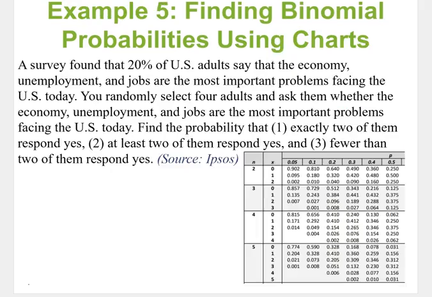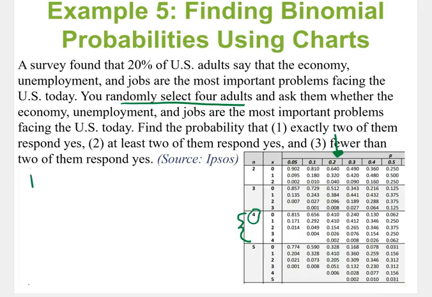All right, so here is a chart. I have clipped out part of it for you. A survey found that 20% of U.S. adults say that the economy, unemployment, and jobs. So same problem, but instead of 22%, it's 20%. So now I can use my chart because it's this column right here. Okay, so we can use that column to help us. Okay, we are again randomly selecting 4 adults. So we are going to use these rows right here where n equals 4. And then we're going to find the same as we found before.